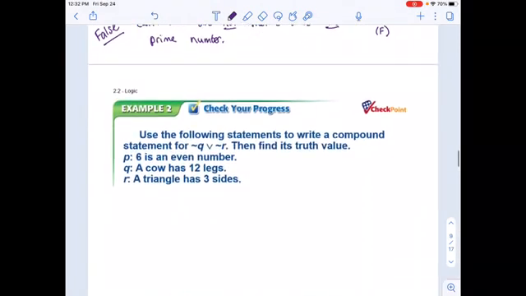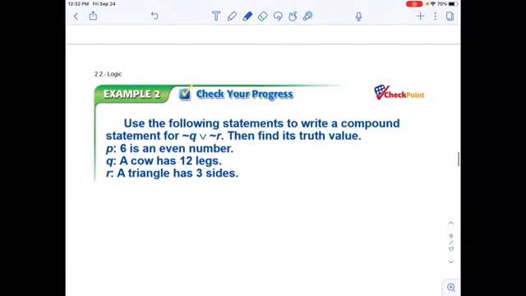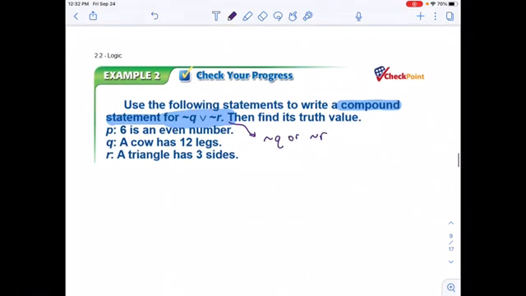If we do one more, we are going to use the following statement to write a compound statement for not Q or not R. So we have not Q, the V is or, not R. Then find the truth value. So first of all, P, is an even number, is true. A cow has 12 legs is false. And a triangle has 3 sides is true.